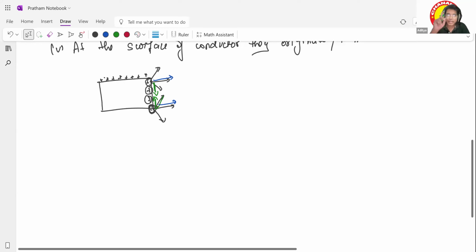So if you see, at least there is someone on the opposite side who can cancel this horizontal component. But there is no one who is ready to cancel this vertical component. So in all conditions you are only left with the vertical, basically the perpendicular component. That's why we say that the net electric field goes only perpendicular.